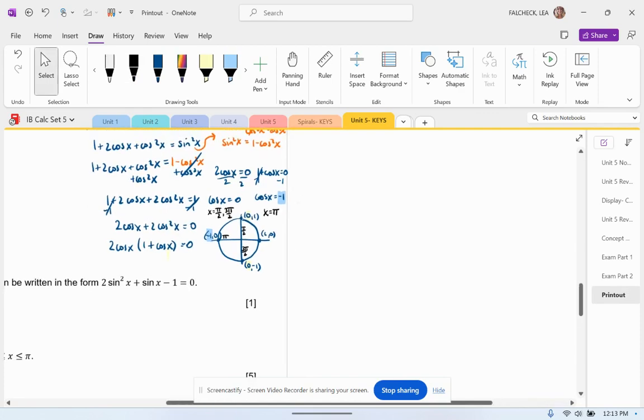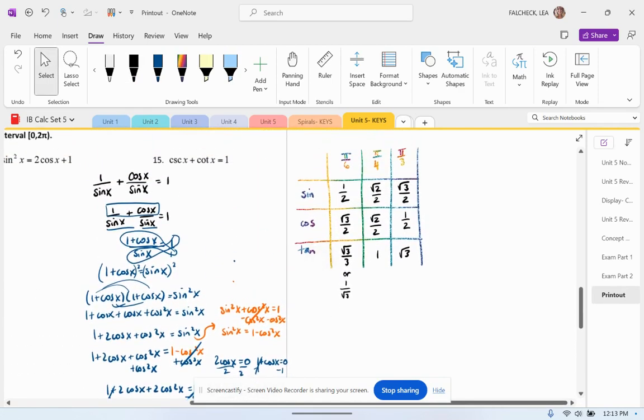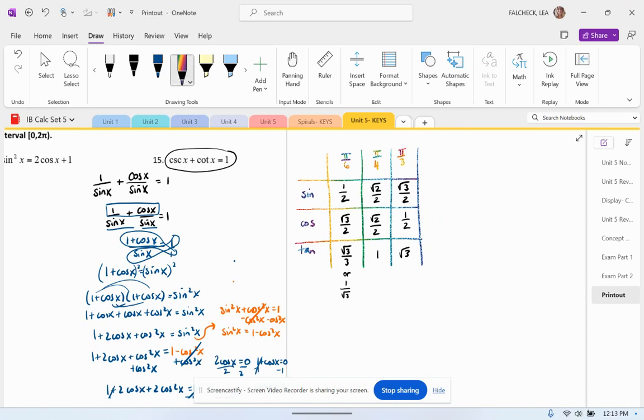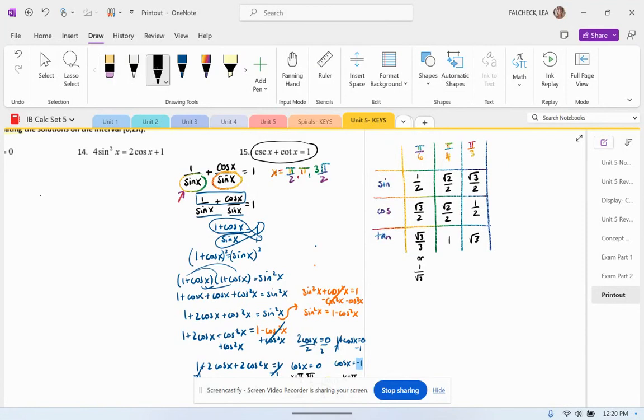Why do I say possible solutions? Because the original problem is cosecant x plus cotangent x equals 1. Whenever I have reciprocal identities, now we're introducing this issue here. And this issue here is that we're going to need to take our solutions and put them back into the original and see if they hold true. So remember, this is only occurring with reciprocal functions. You don't need to do this every time, otherwise you drive yourself insane, right?